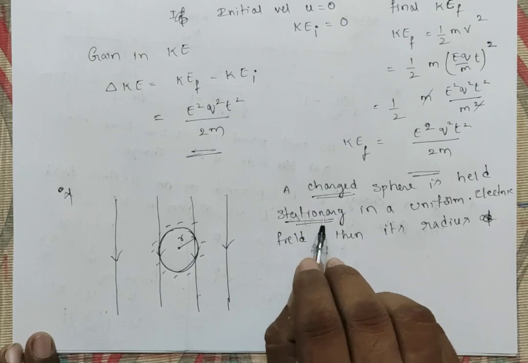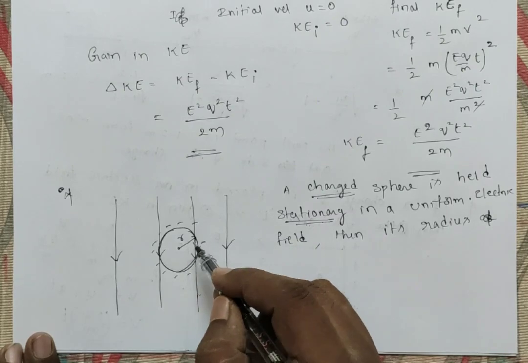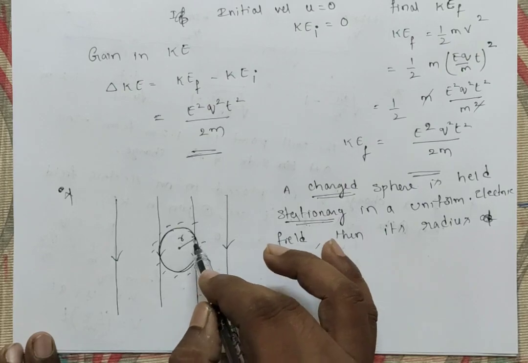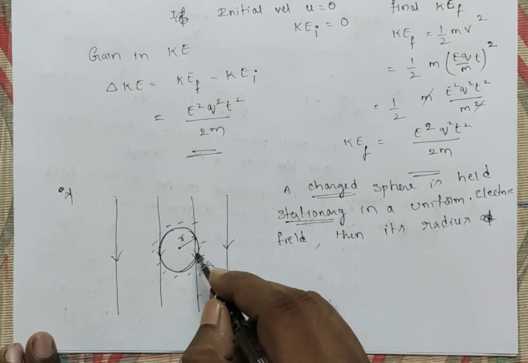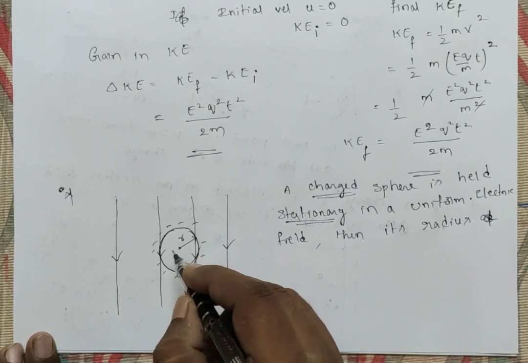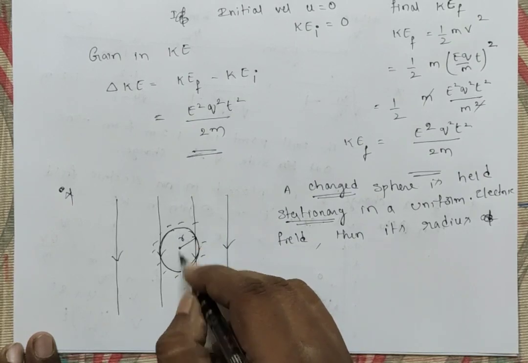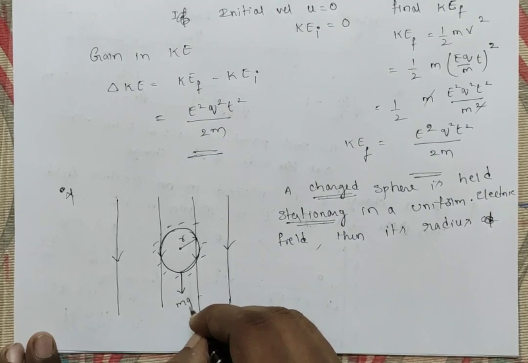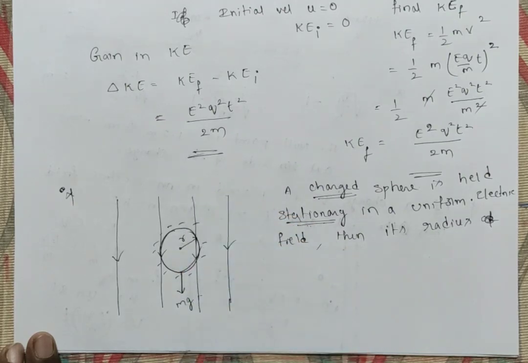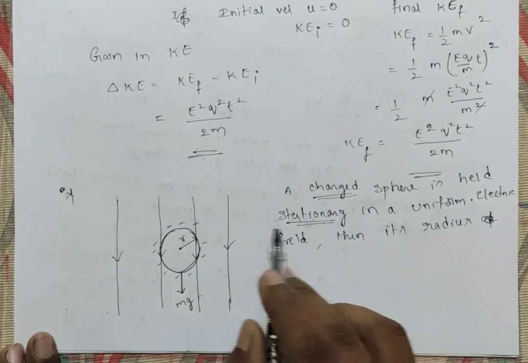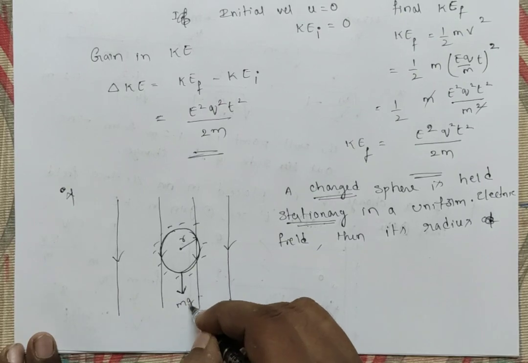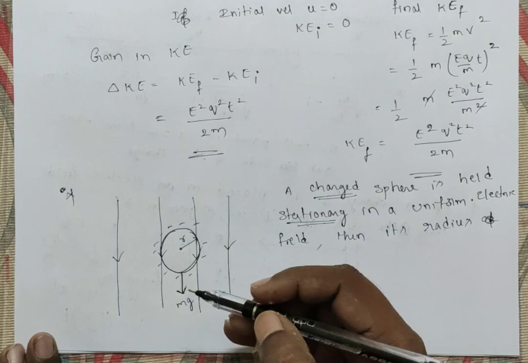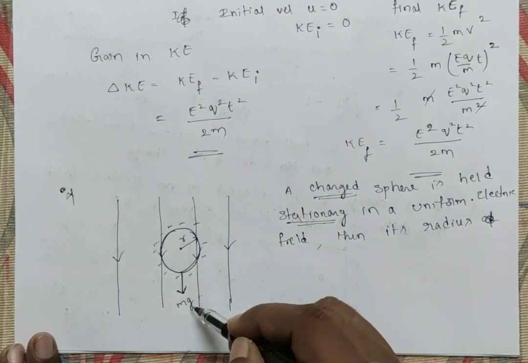Stationary means it will be at rest. Any body at rest has zero net force acting on it. Usually the body would come down because of its weight, which is the force acting downwards. But it is stationary, so its weight is being balanced. That means one more force is acting, equivalent to mg.